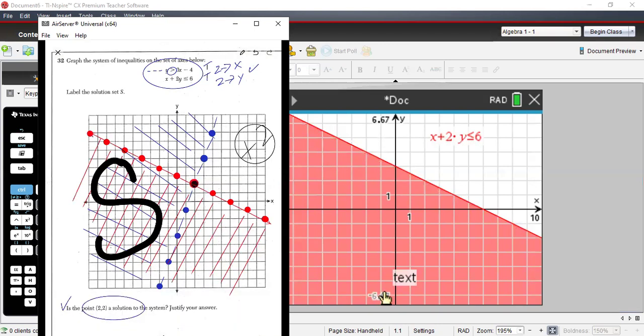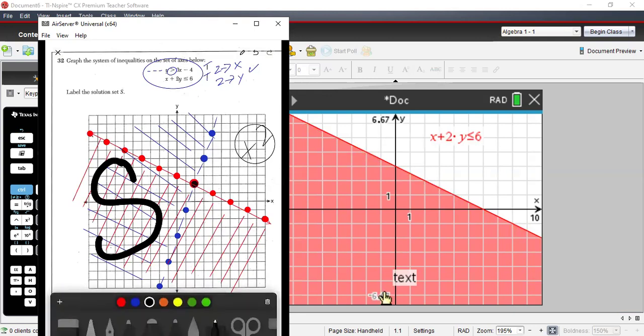Right now, we got to answer this question. It says, is the point (2, 2) a solution to the system? Well, let's go plot it. I'm going to make it green. Start from the origin, go over 2, up 2, so it's right here. Now, most of you would probably say that this is a solution, but it is not. And the reason that it's not is because it's on this dash line, which means that it's not included in the solution set for the first one.